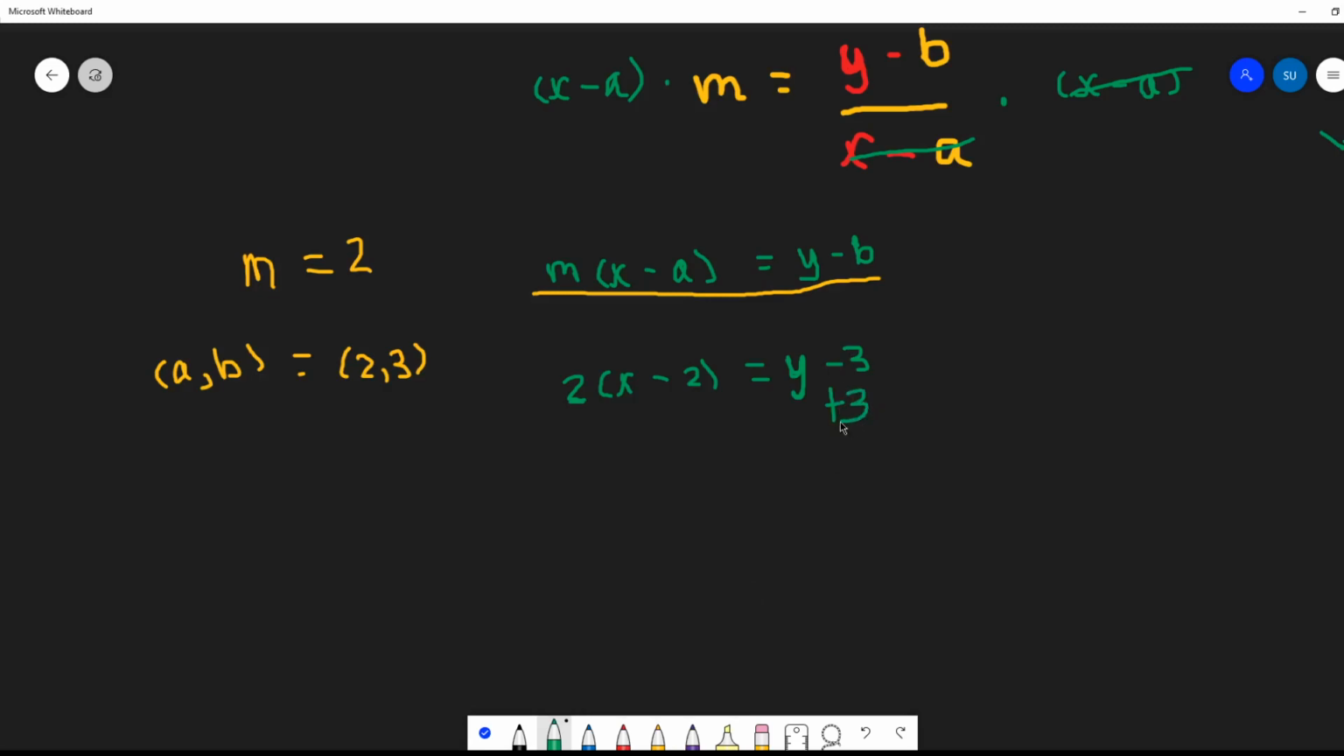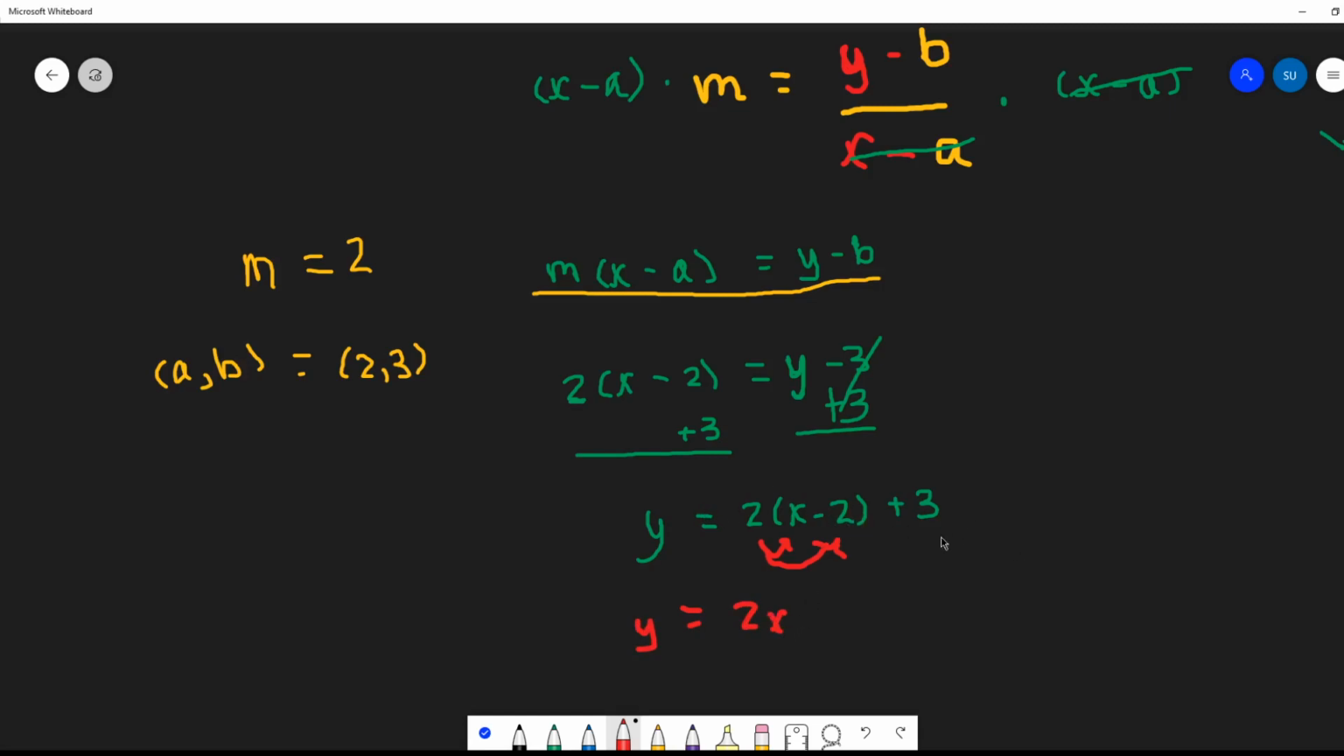Plus 3. On this side, we could do plus 3. And we get this eliminated. Y equals 2 times x minus 2 plus 3. Okay? Now the next step is just distributing everything and adding everything together. And then after we do that, we'll get y equals 2x minus 4 plus 3.